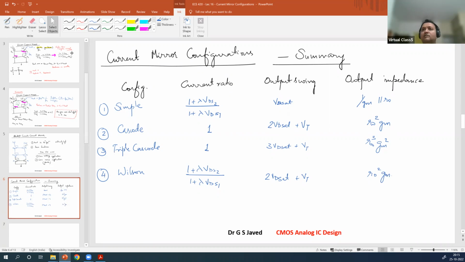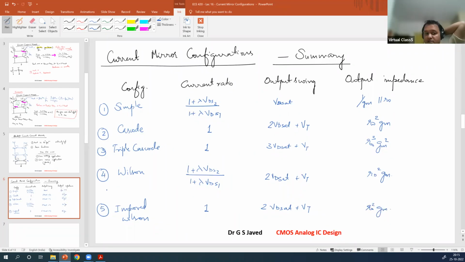Last one, we will do improved Wilson. In improved Wilson, again this ratio is 1. It is similar to cascode, VD sat plus VT, and the gain is also similar, R0 square by Gm.